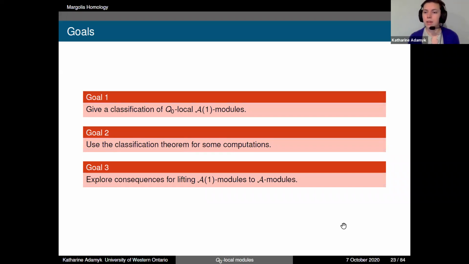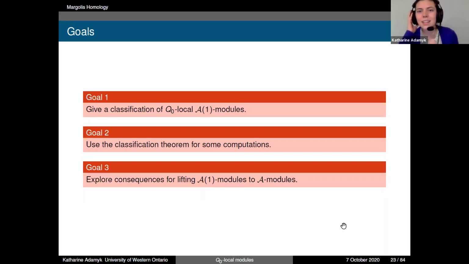So my goals for the rest of the talk are to give a classification of Q0 local A1 modules, now that we know what that is, to use that classification theorem for some computations, and then explore consequences for lifting A1 modules to A modules.